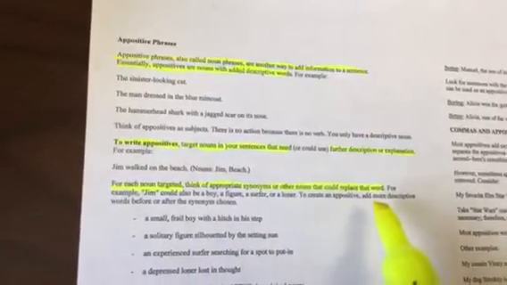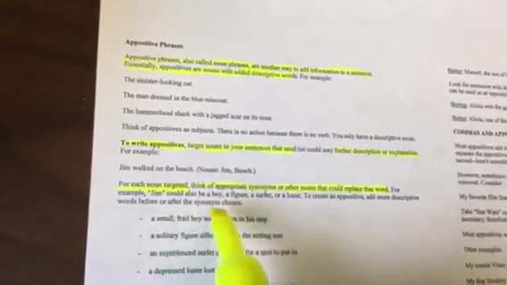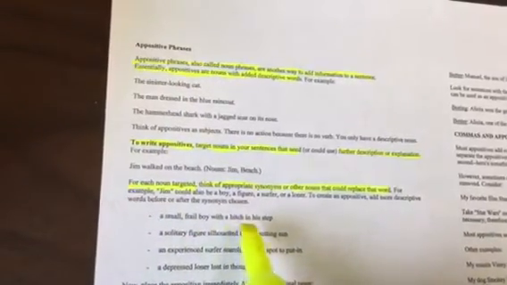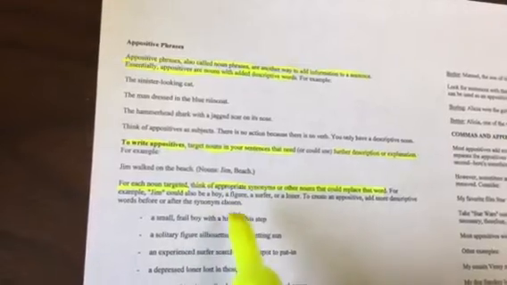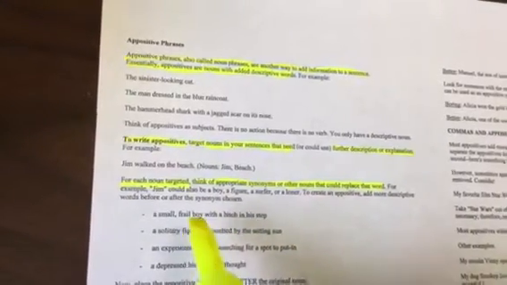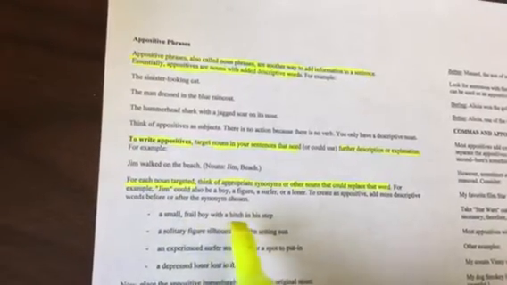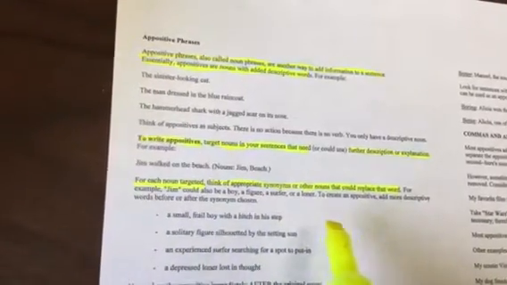To create an appositive, add more descriptive words before or after the synonym chosen. So I could say, Jim, a small frail boy with a hitch in his step, walked on the beach. Right? If I took out the name Jim and just had a small frail boy with a hitch in his step walked on the beach, the sentence still makes sense.